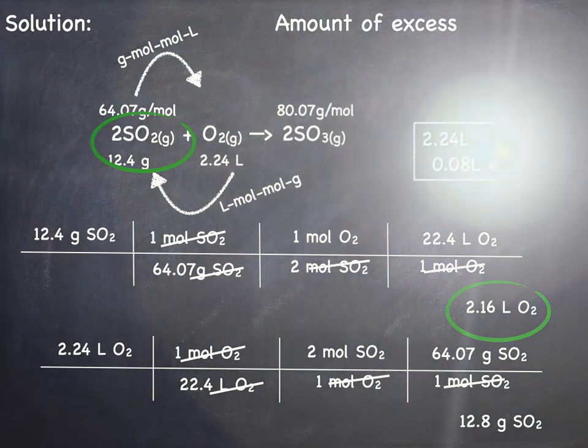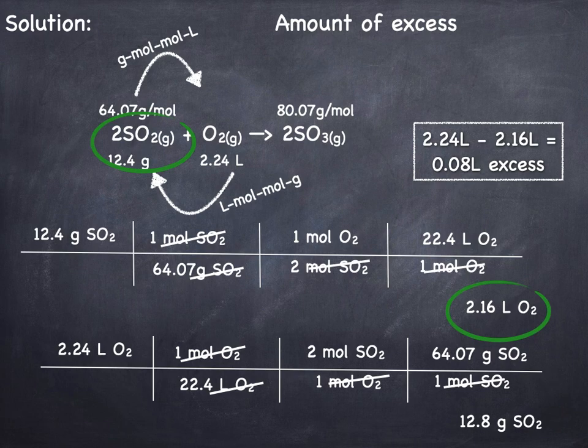How much is going to be left over? Well, I'm going to subtract the two. 2.24 liters is how much I have, minus the 2.16 liters is how much I need, and that's going to produce an excess of 0.08 liters. However, if I had picked oxygen as my starting point, I would have found out that sulfur dioxide is my limiting reagent, and you can only solve the excess question by going from limiting to excess. So if I'd started with the second calculation, I would have to then go back and do the first calculation.